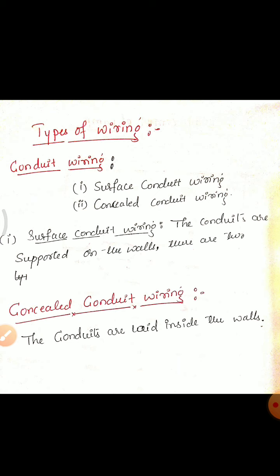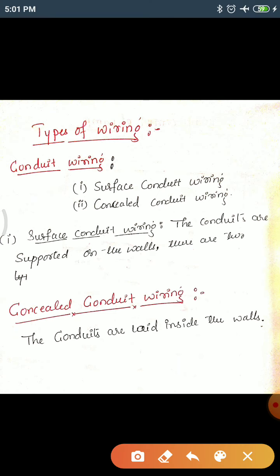But there are many types of wiring systems, as we have said. Those are cleat wiring, casing and capping, surface wiring, conduit wiring, and metal sheathed wiring. Among those we'll see the conduit wiring. In that we have two types: surface conduit wiring and concealed conduit wiring. In surface conduit wiring, the conduit is nothing but a pipe.